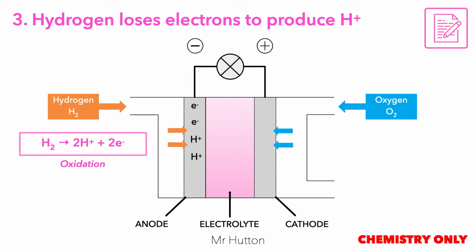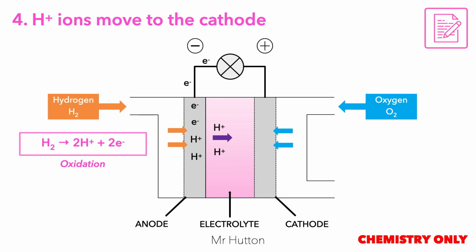So the half equation there: H2 goes to 2H+ plus 2 electrons. Remember, it's convention to have the addition of electrons. And because we've got the loss of electrons here, the hydrogen atoms are losing electrons, it's an oxidation process. Then the H+ ions start moving across towards our cathode.